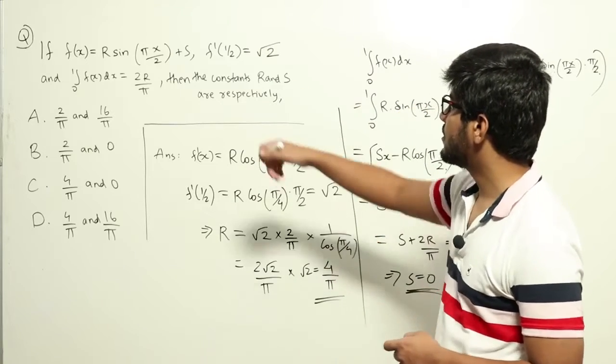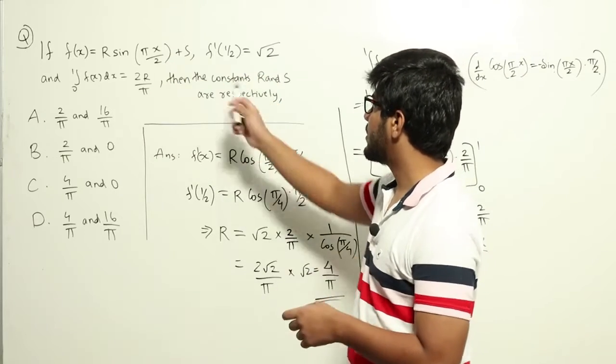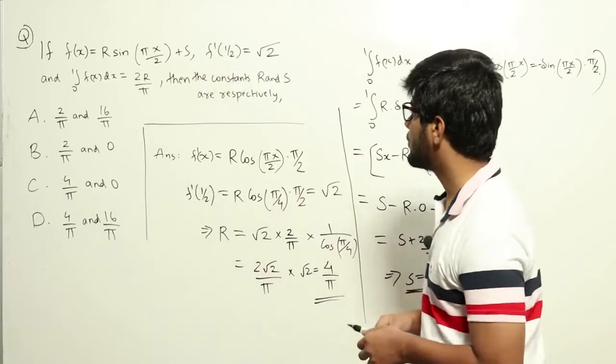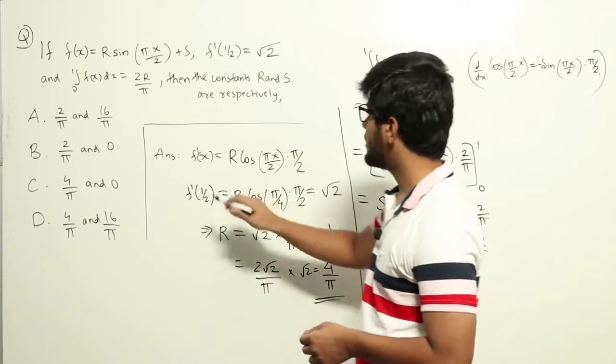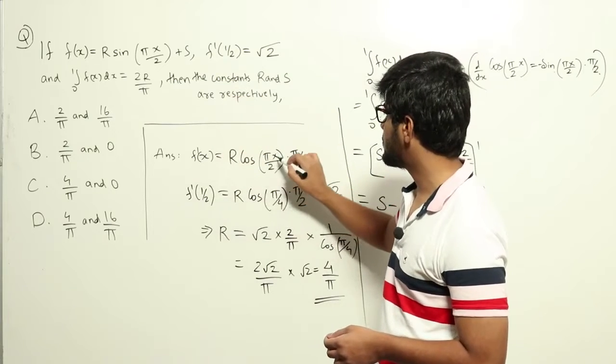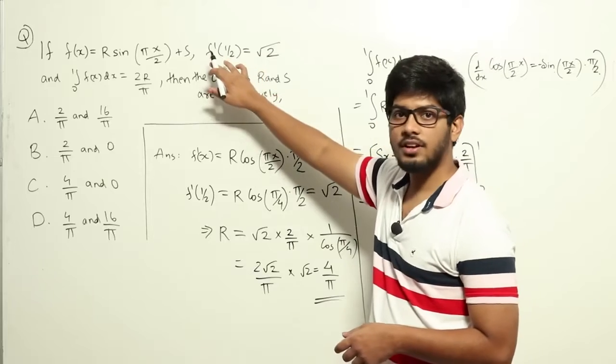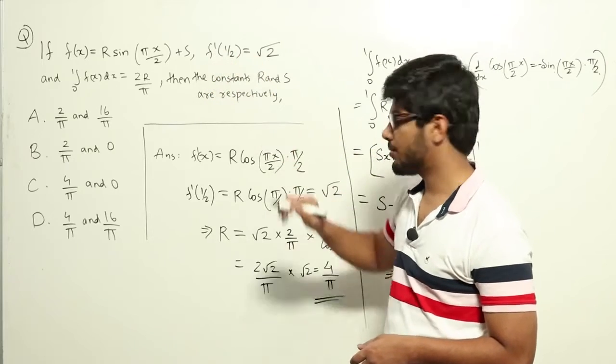We need to just take derivative and integration of the given function f of x and then equate it to the constants r and s. We'll see how to do it. First we will take the derivative of it. F dash x equals r sin pi x by 2's derivative is cos pi x by 2 into pi by 2, which means we have in the question we have been given f dash of 1 by 2.